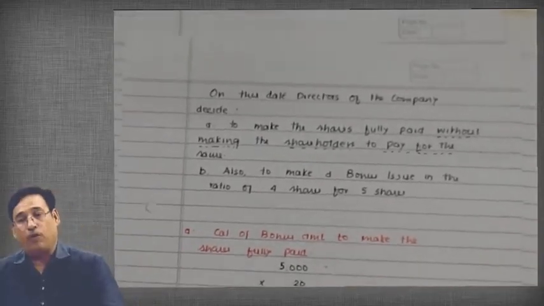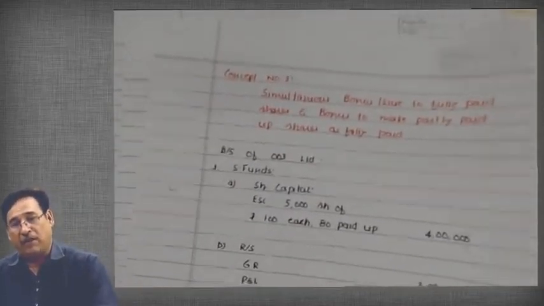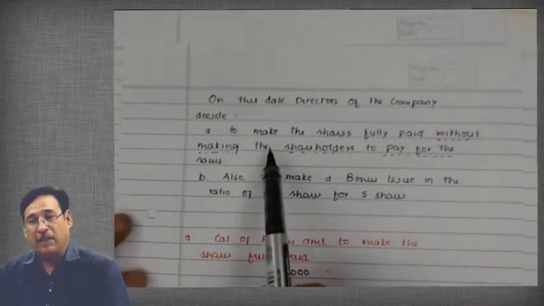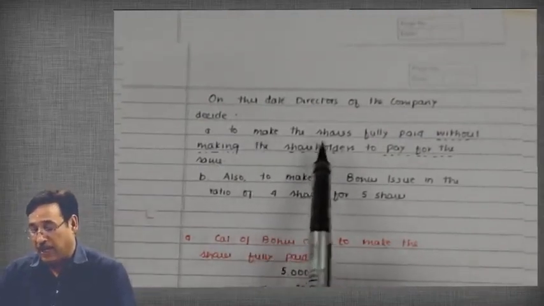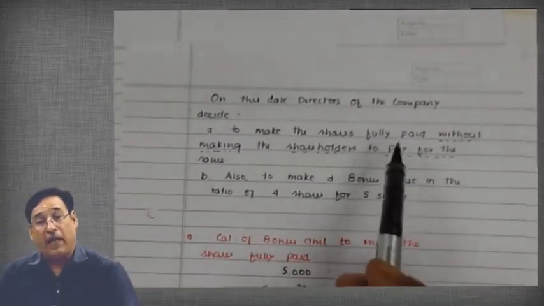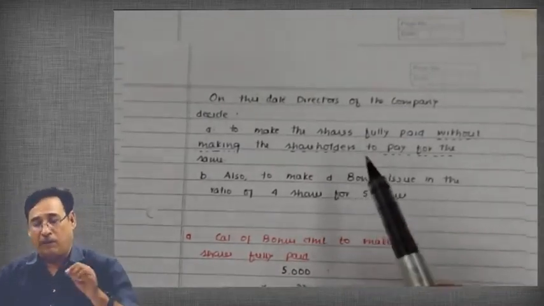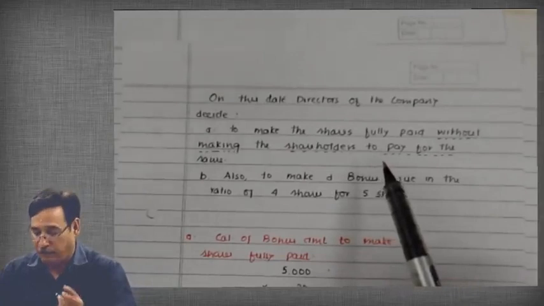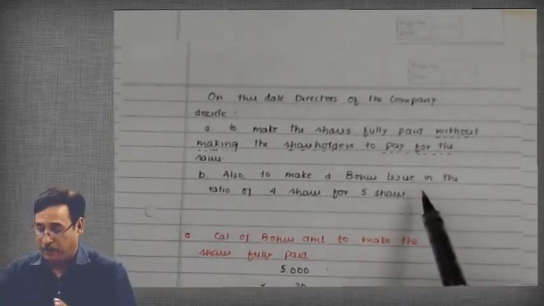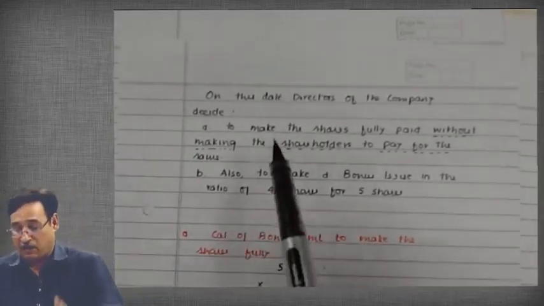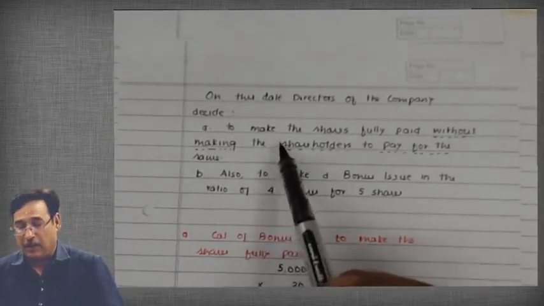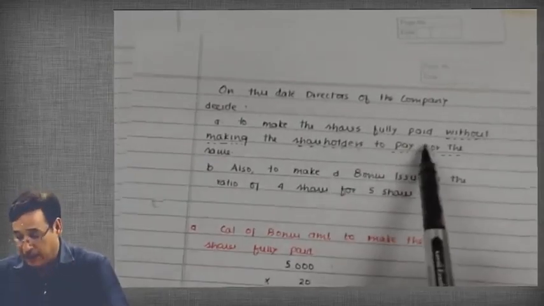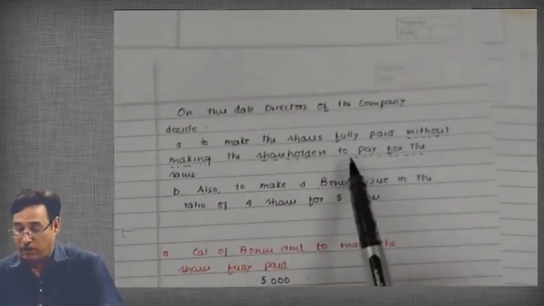Suppose same question is there. Suppose same question, same balance sheet is given. But later on, let us say question states that director decide to make the shares fully paid by making a call. Suppose if question would have stated this way around, then what would have been the difference? And rest of the things are, let us say, same. Only difference is that suppose if the question would have stated that director decide to make the shares fully paid, here it is written without making the shareholders to pay for the same.